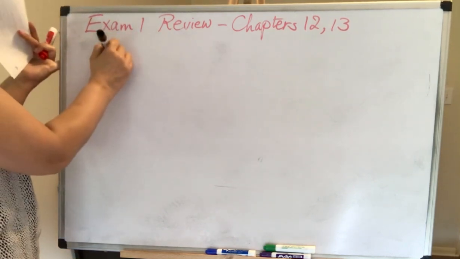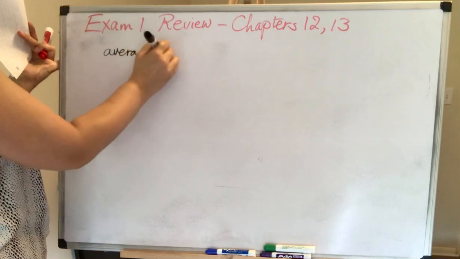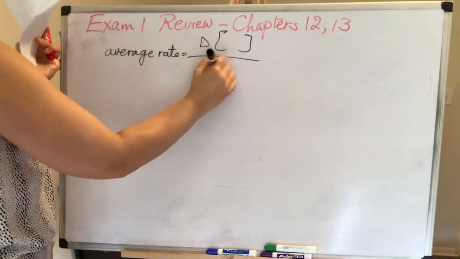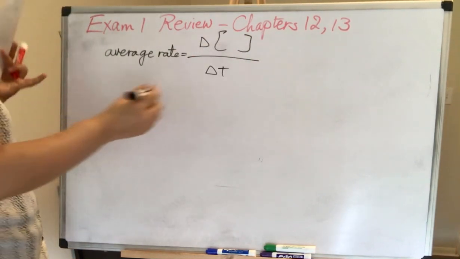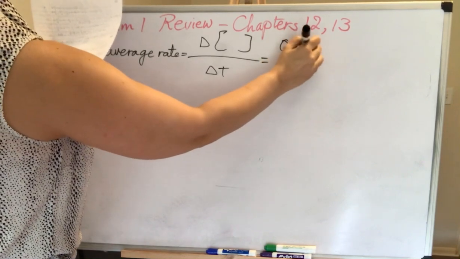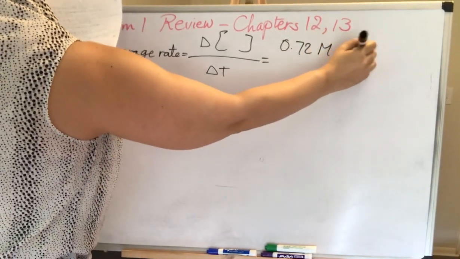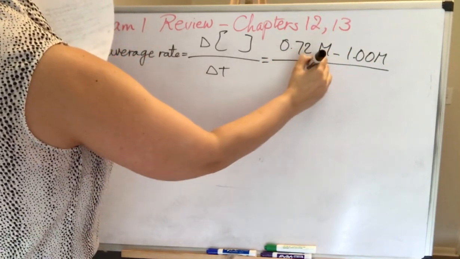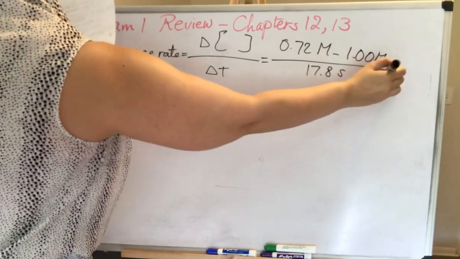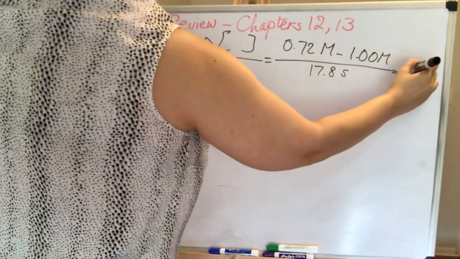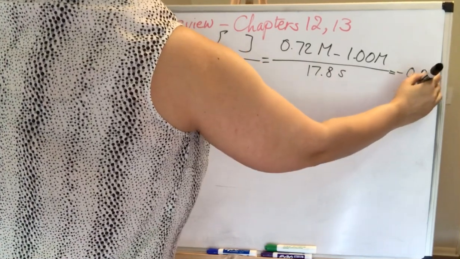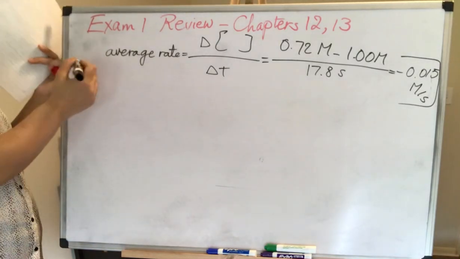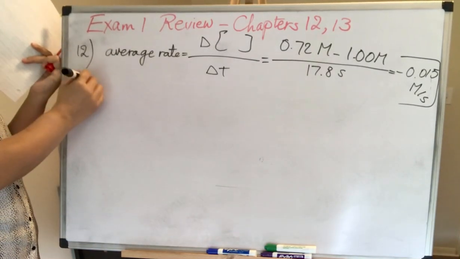So when we want the average rate, we just go by delta concentrations divided by delta T, which would be 0.72 molar minus 1 molar divided by 17.8, which gives you minus 0.15 molar per second. The rate decreases, the average rate decreases. That was question number 12.